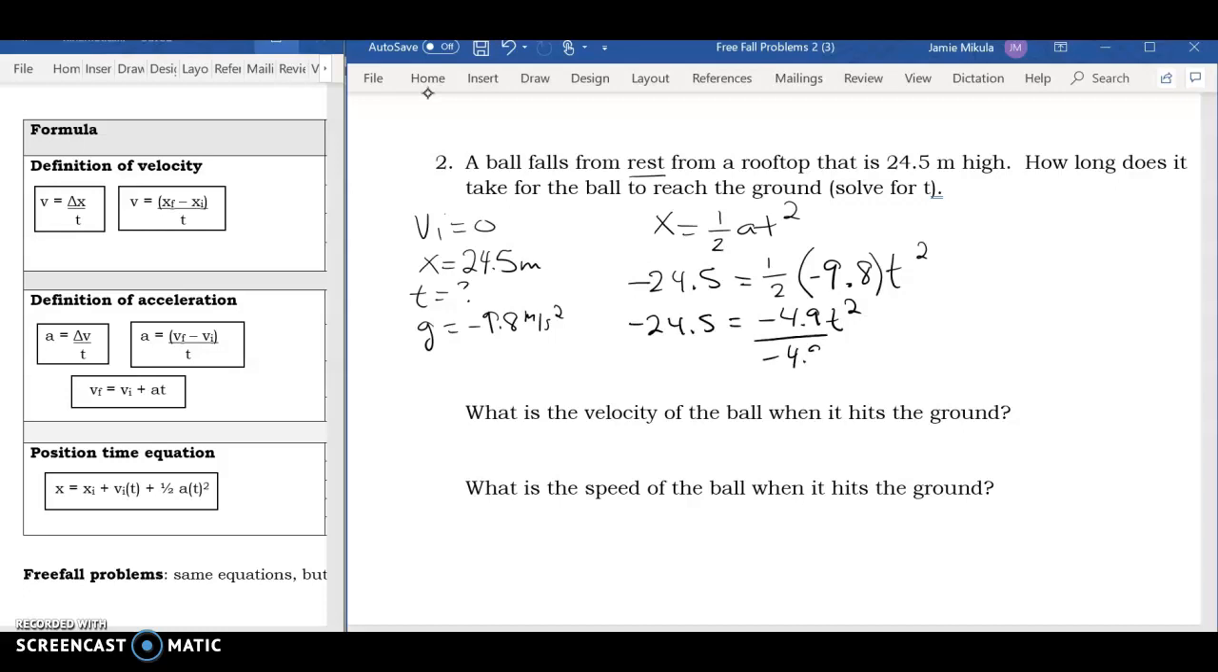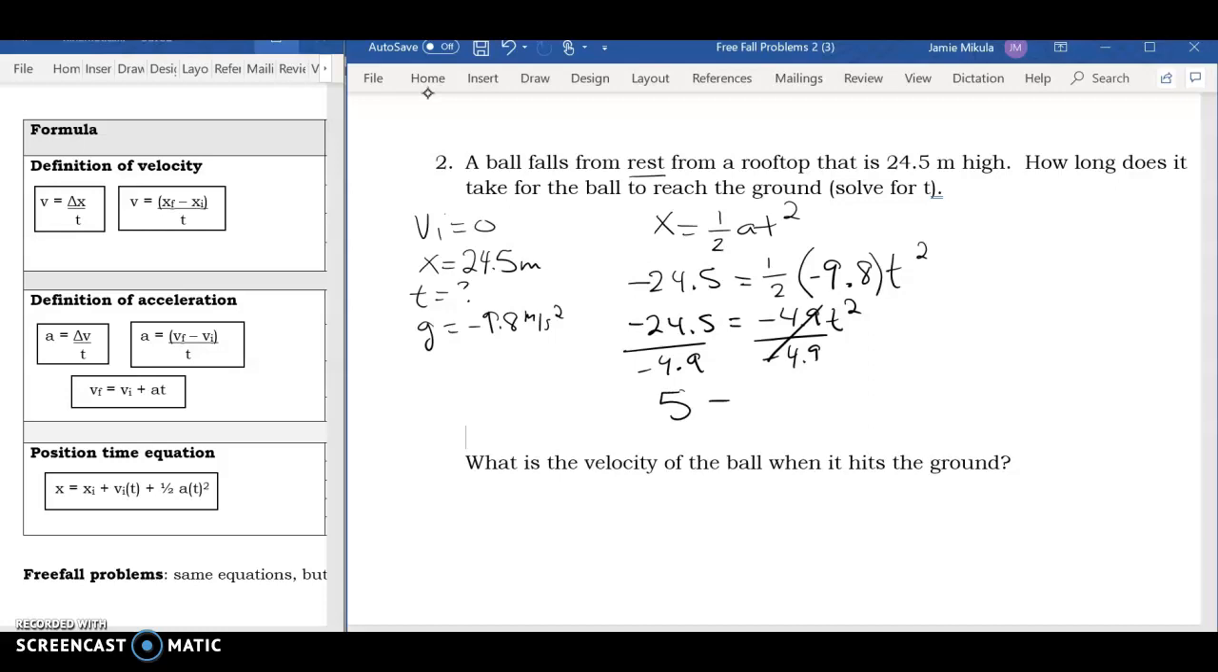I'm going to divide both sides by negative 4.9, and then negative 24.5 divided by negative 4.9 is 5, and that equals t squared. To get rid of the squared, you need to take the square root of 5. The square root of 5 is 2.23, so t equals 2.24 seconds.